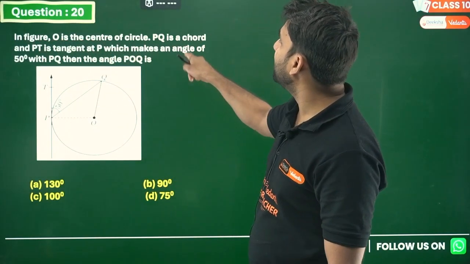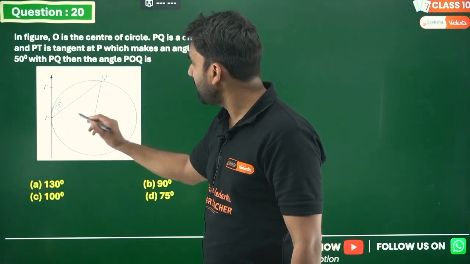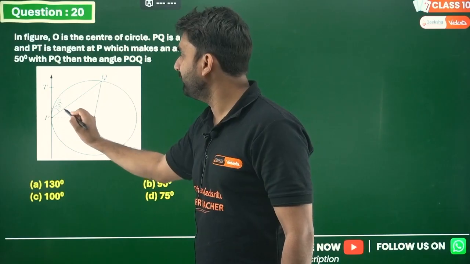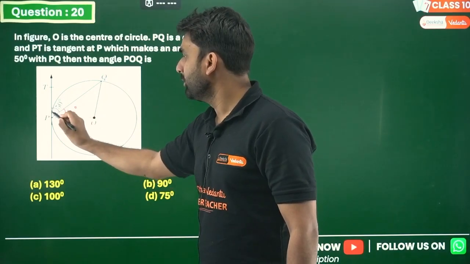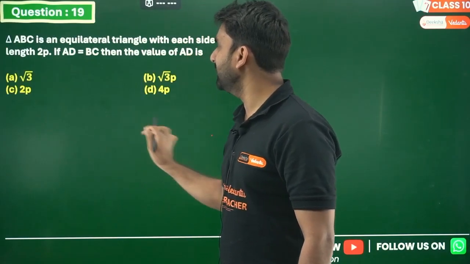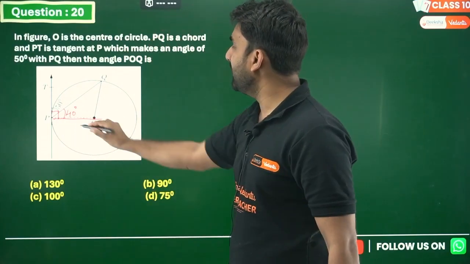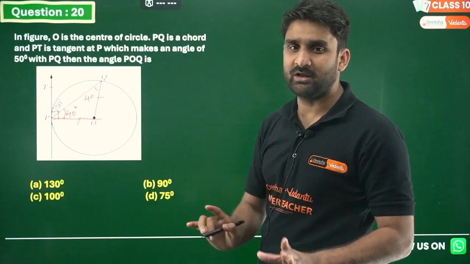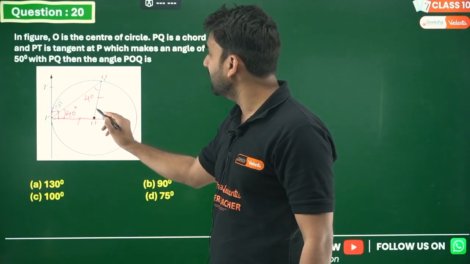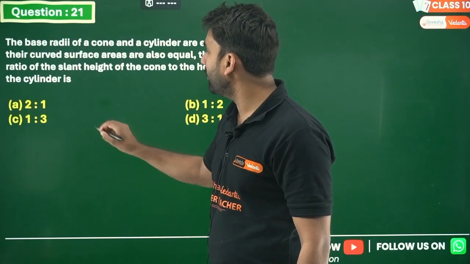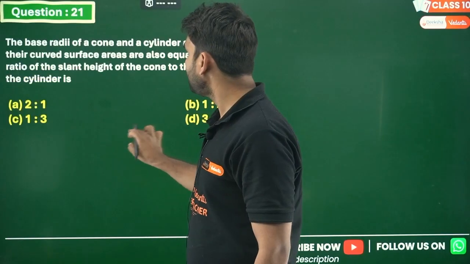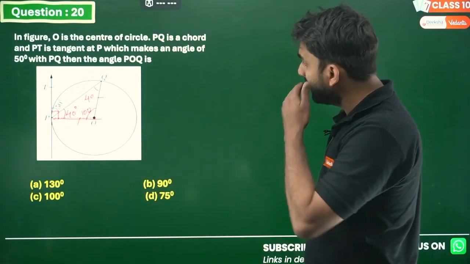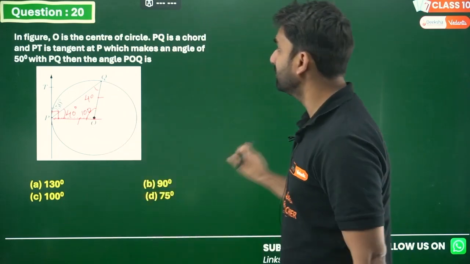In the figure, O is the center of the circle. PQ is a chord, my dear, and PT is a tangent. You know, this is 50, so this will be 40 degrees, because a tangent always makes 90 degrees with the radius. And if this is 40, this has to be 40 too, because radii are equal. So an isosceles triangle will be there. So if this is 40, 40, 80, it will be 100 degrees, because we all know in a triangle the sum of all the angles is equal to 180 degrees. So POQ will be 100 degrees, option number C.